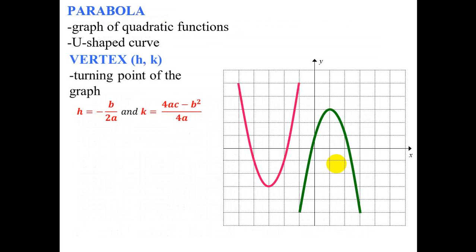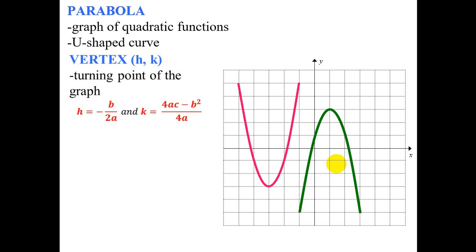Alright, so the question is, what is the graph of quadratic function? So the graph of quadratic function is parabola. Parabola is a U-shaped curve. So what do we mean by that? We just follow the shape of letter U. So just like what you are seeing, we have pink parabola here and green parabola here. The one is opening up, the one is opening down. So this is the best example of a parabola.